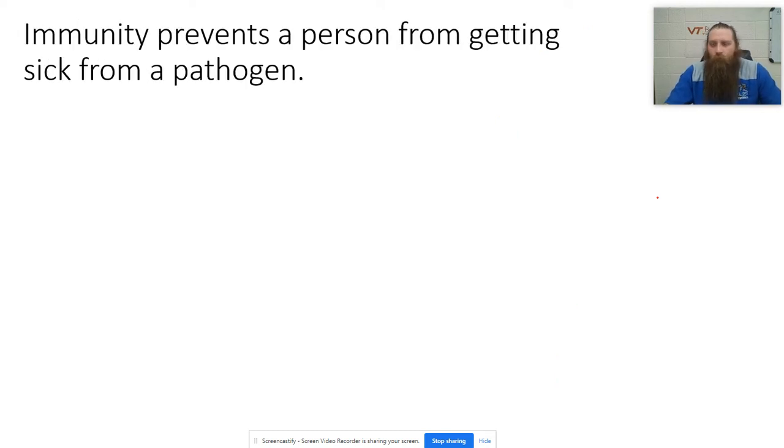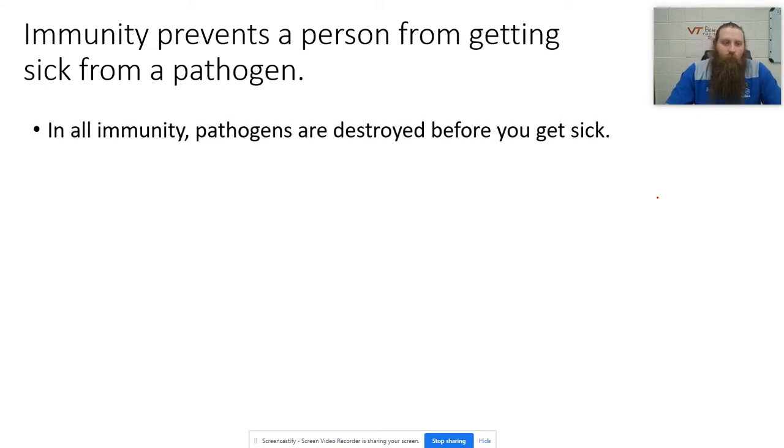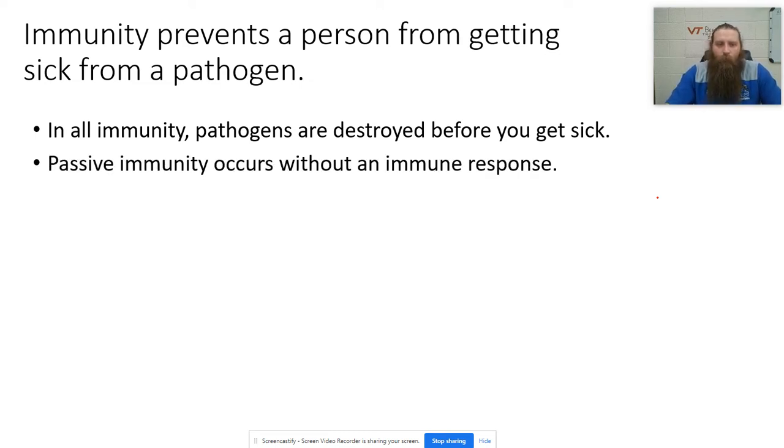So immunity, if you have immunity to something, what we're saying is you're not going to get sick from the pathogen. And in all immunity, the pathogens are actually going to be destroyed before you ever get sick. So I am immune to chickenpox. I've had chickenpox before. If I was exposed to the chickenpox virus, then my immune system would knock that out before I ever got sick. That's what immunity looks like.